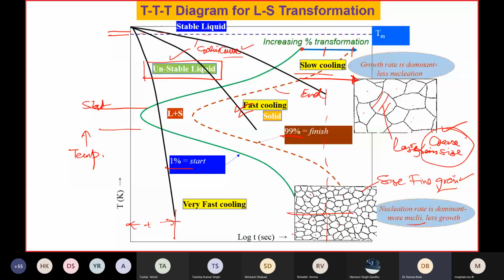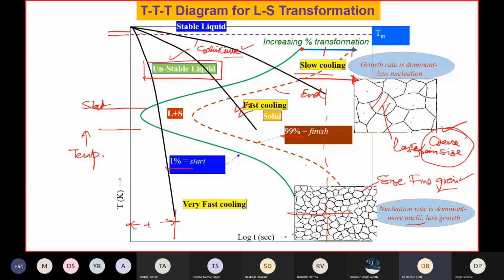Does anyone remember what was the effect of achieving a fine grain size on the strength of the material? Do you remember that? The Hall-Petch effect? Anyone, please? Can you hear me? Is my voice audible to you or no? Yes, sir, your voice is audible.